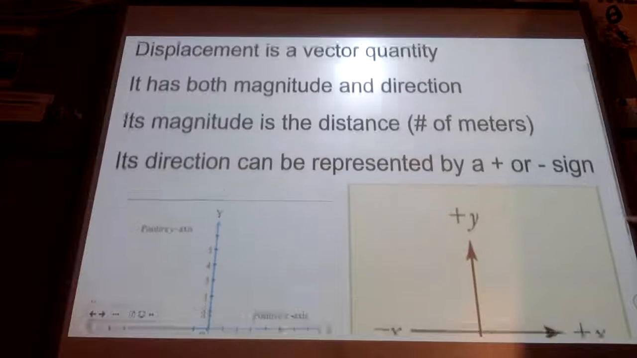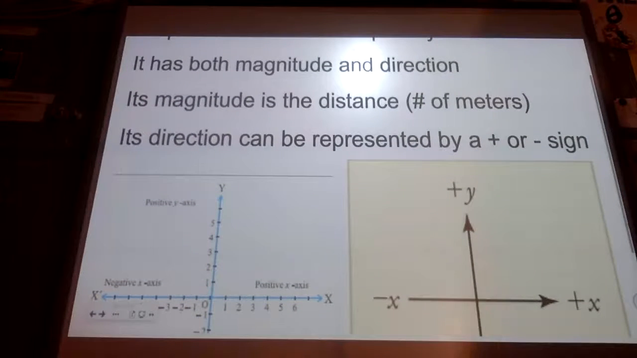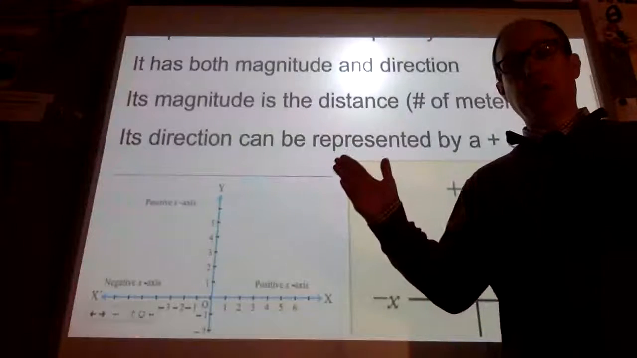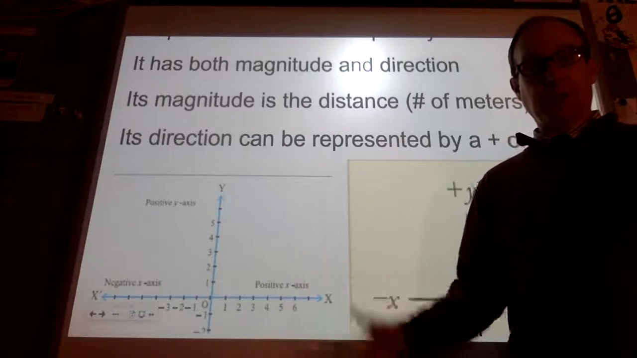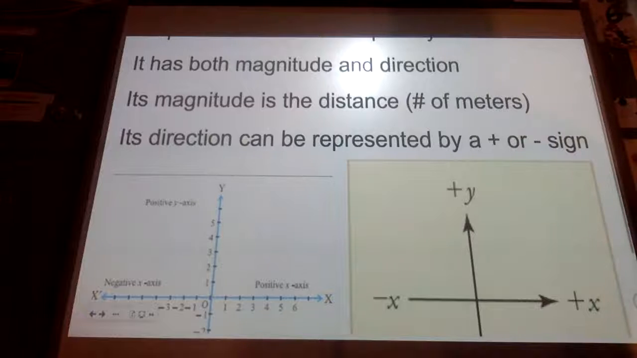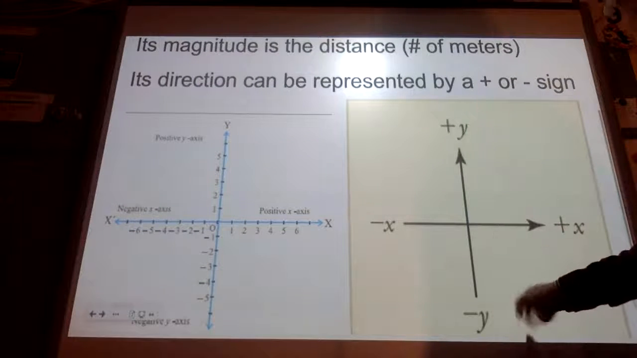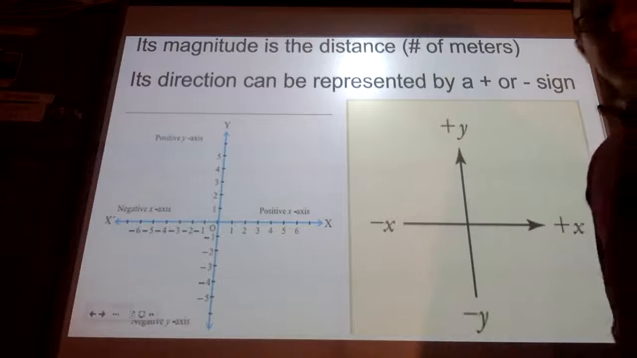This is going to be a vector quantity, which means it's going to have both magnitude and direction. The magnitude is just how long the arrow is. The direction will be the direction that the arrow points. And we're going to take up to be positive, down to be negative, to the right to be positive, and to the left to be negative.